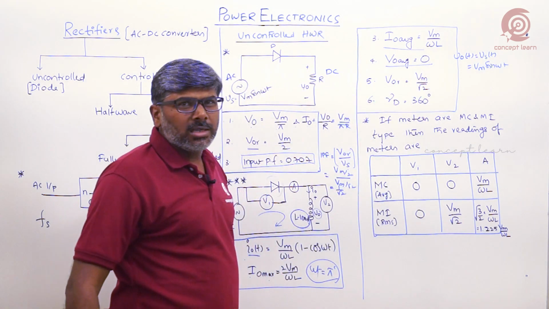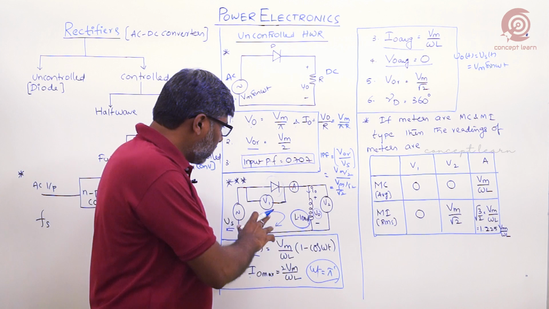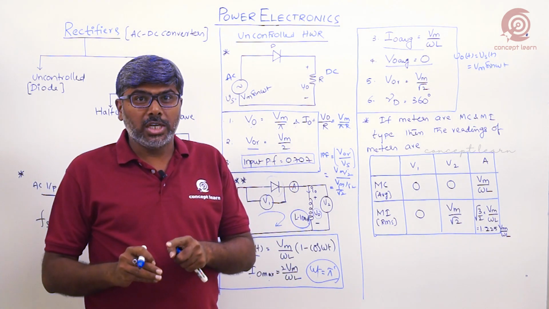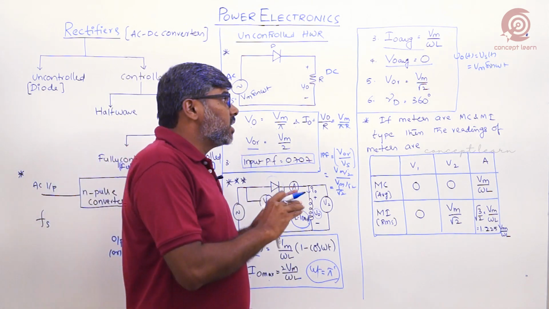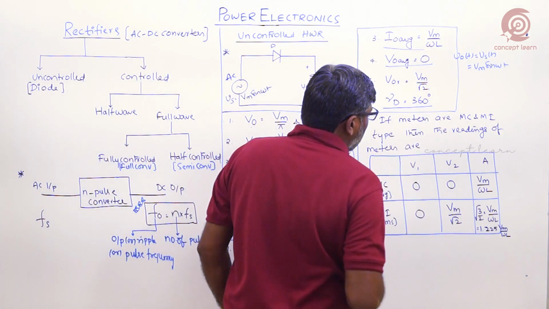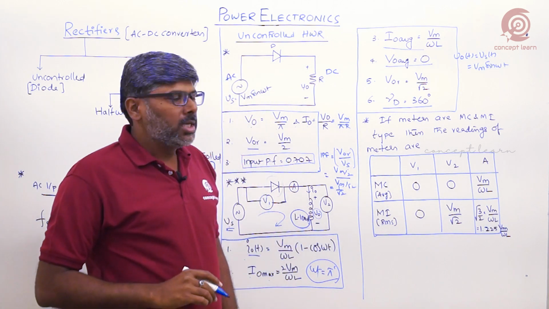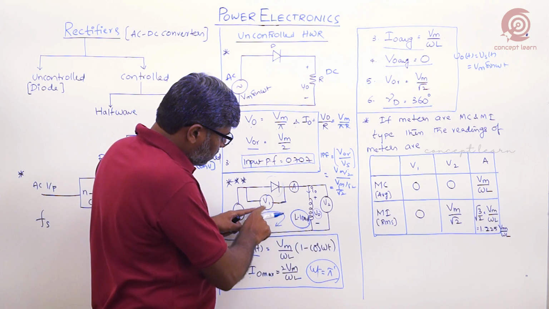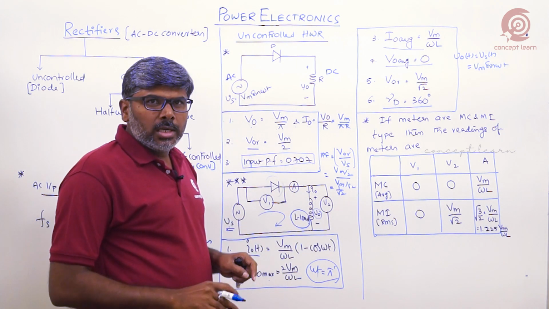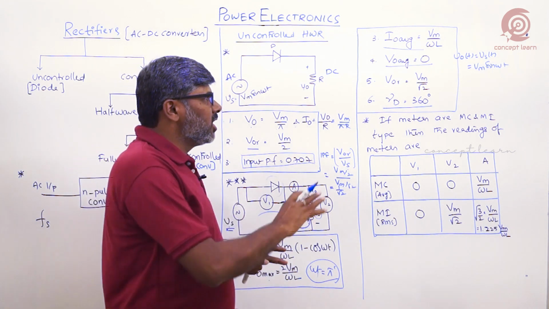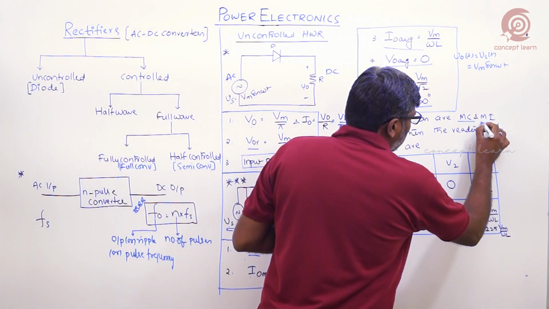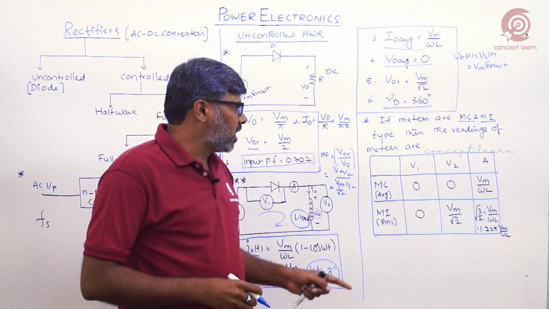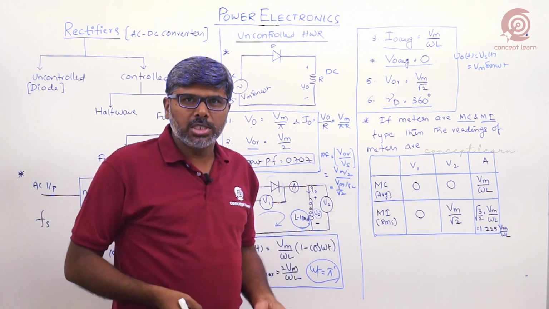Then what is the conducting period of the diode? As I said already, this diode conducts continuously during both the positive as well as the negative half cycle. That means it conducts 360 degrees. The conducting period of the diode is 360 degrees. Now let us take the meters. Consider these 3 meters, V1, V2 and the ammeter. Suppose these 3 are MC type and MI type. MC means moving coil, and MI means moving iron. We know that MC always measures the average quantities, and MI measures the RMS values, right?